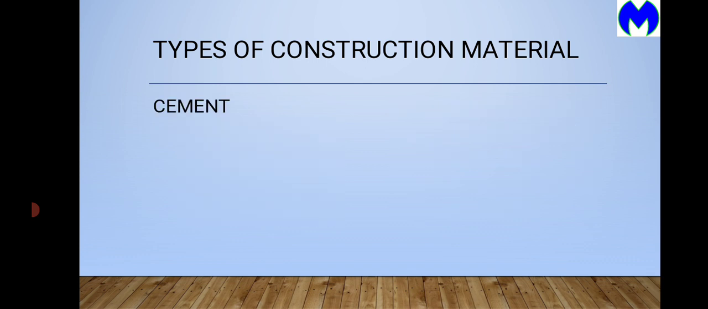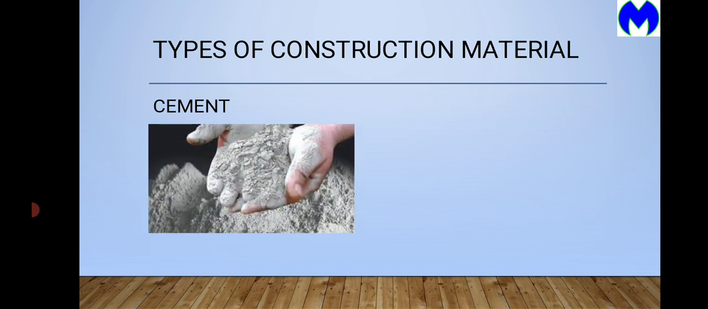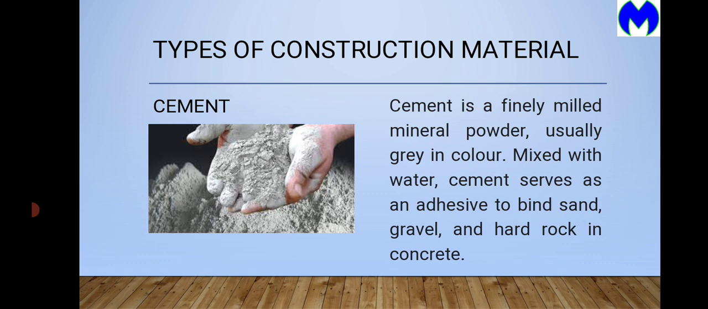We also have cement. Cement is a finely milled mineral powder, usually gray in color. Mixed with water, cement serves as an adhesive to bind sand, gravel, and hard rock in concrete. This is what forms our concrete. The ingredients of concrete are cement, water, sand, and aggregates. Our aggregates or gravel, since sand is also an aggregate, come in different sizes depending on the structure we need to pour.